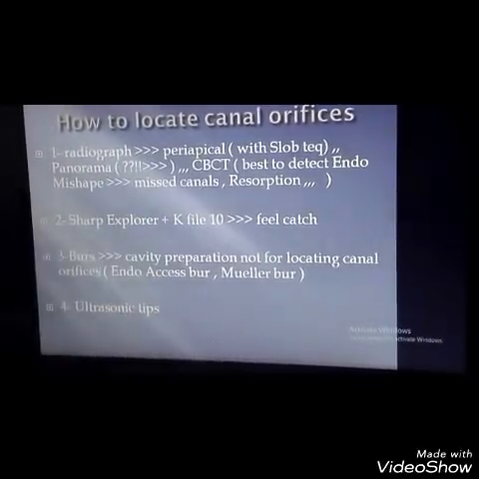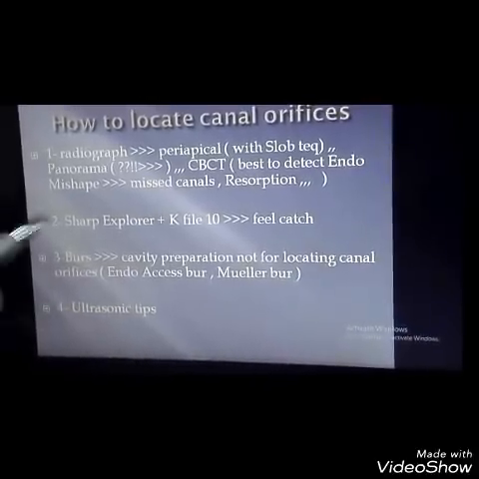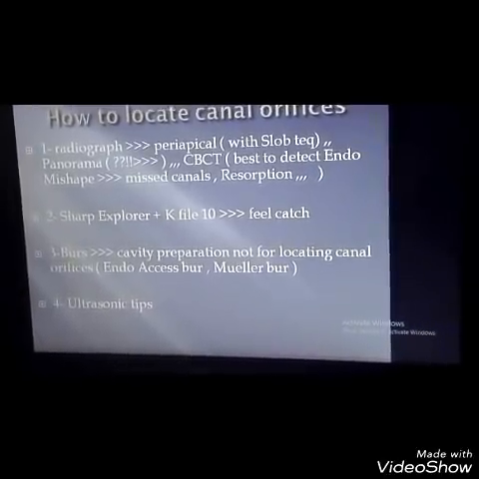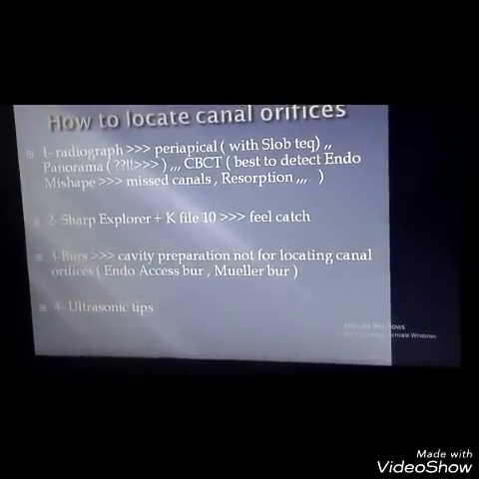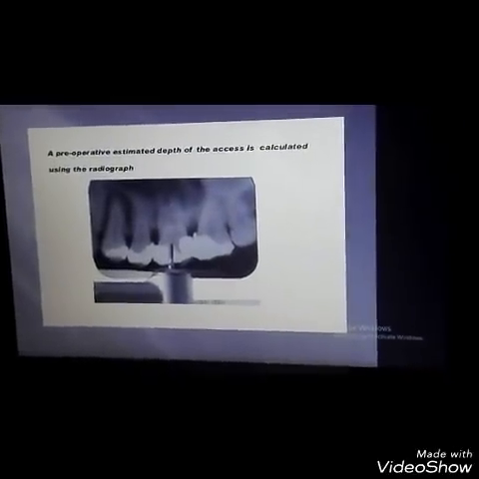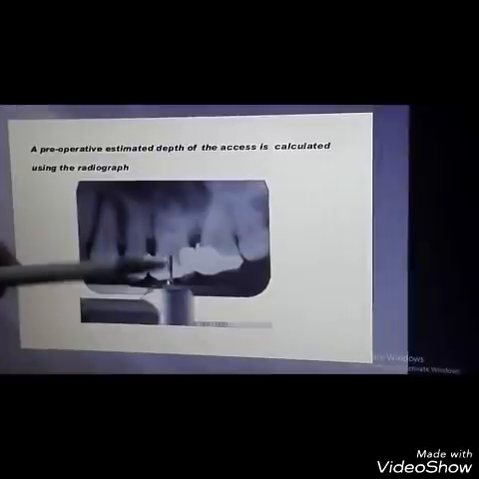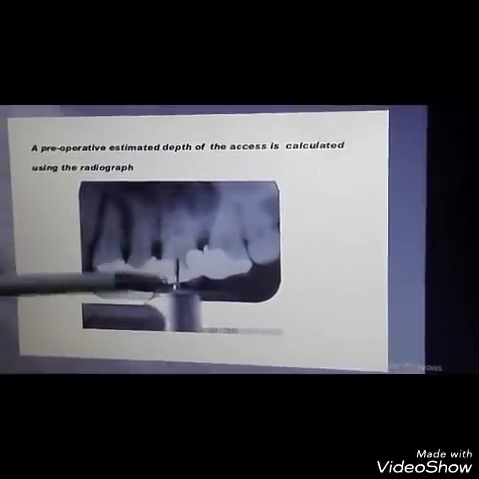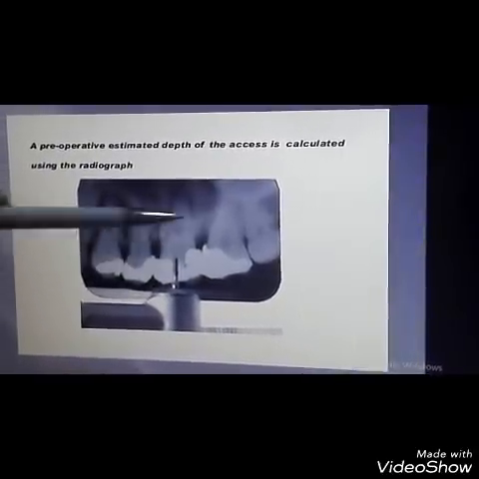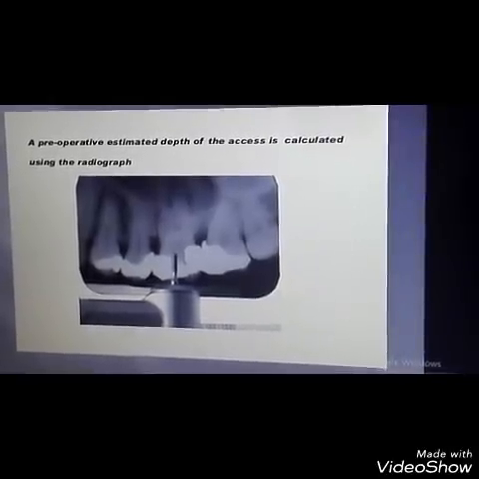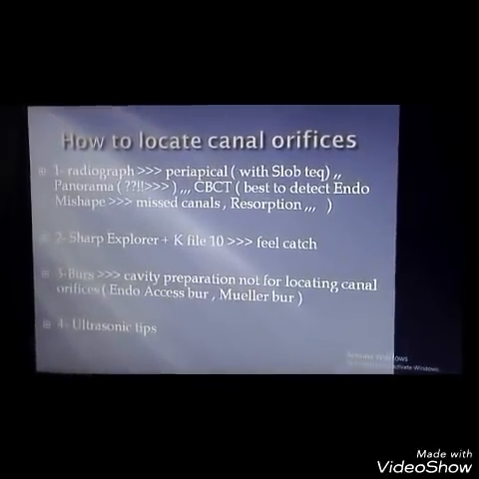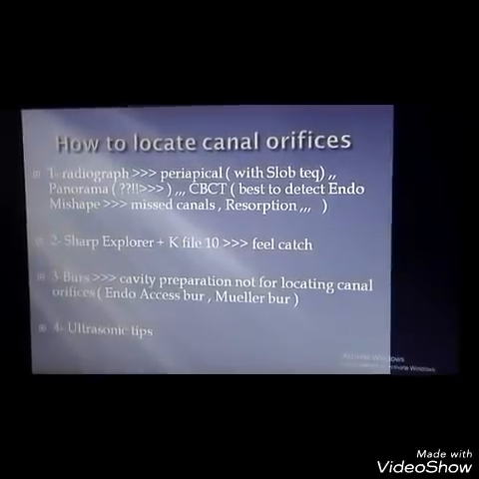And we have CBCT, the nice one, the best one, especially to detect endo mixtures like missed canals or resorption. CBCT will give you three dimensions, while periapical is two dimensions. And for periapical, what's the useful thing? You can detect the depth of burs from the reference point to the canal system. So this step will give you an idea how much depth you should go.